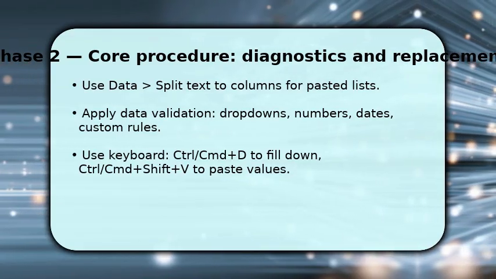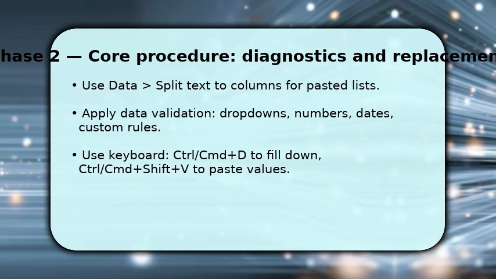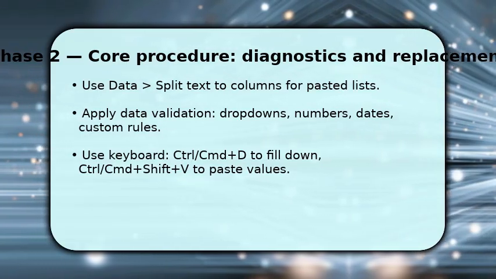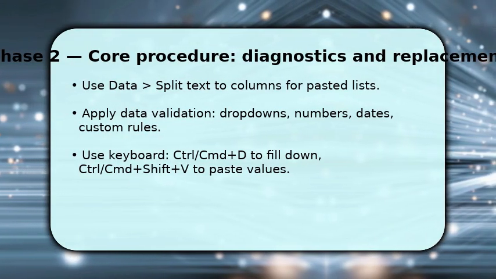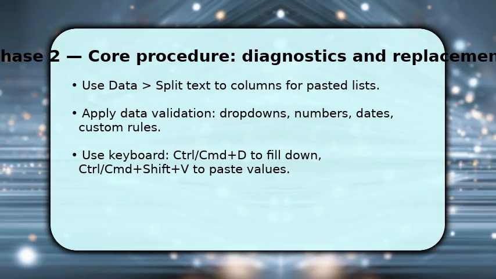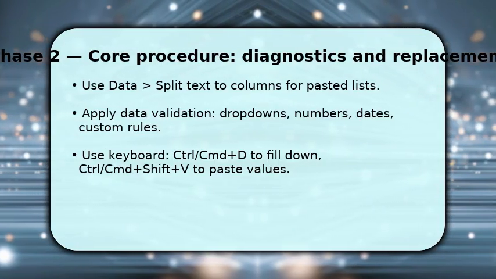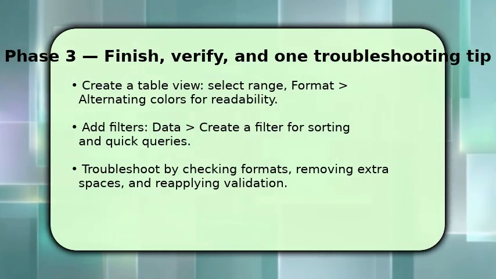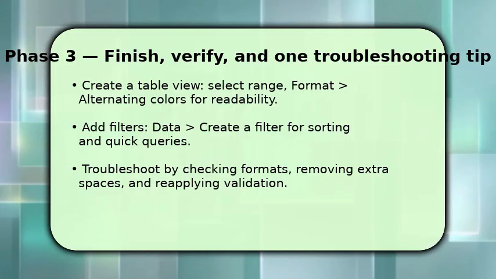Set dropdowns, number ranges, date constraints, or custom formulas to enforce consistency. Once validation is set, use Control or Command shortcuts. Control/CMD plus D to fill down, Control/CMD plus Shift plus V to paste values, to speed entry. Also, convert columns. You finish by converting the range into a readable table. Select it and apply alternating colors for quick scanning, then enable filters so you can sort and query instantly.